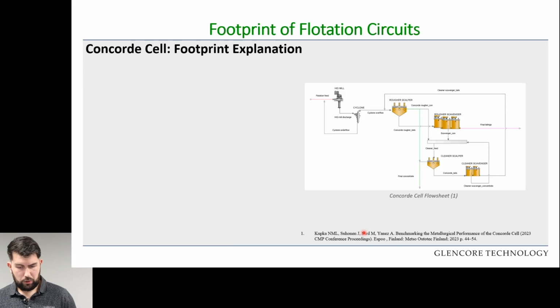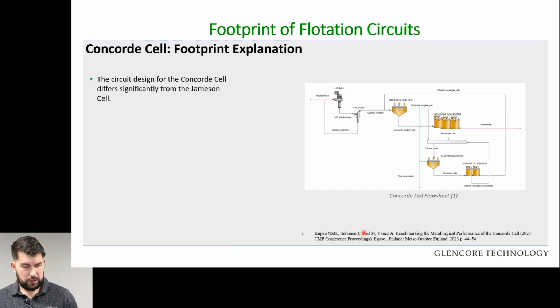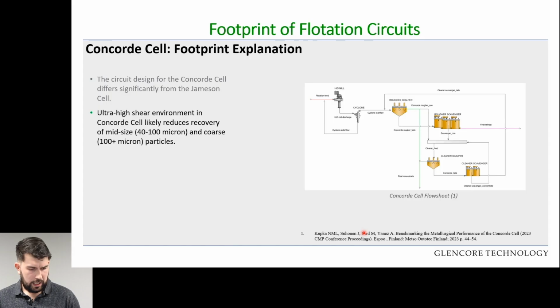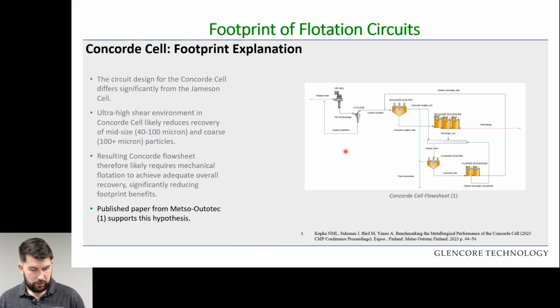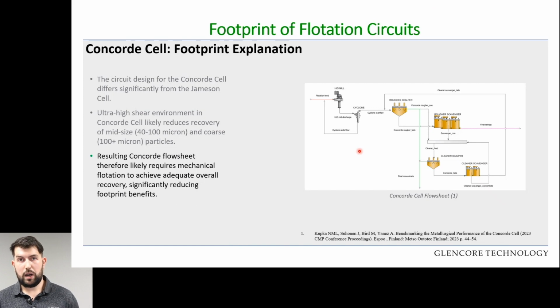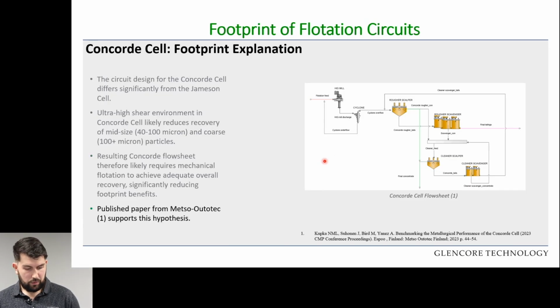So a bit of an explanation around the Concorde cell footprint. Despite looking similar, the circuit design for the Concorde cell differs quite significantly from the Jameson cell. Now, there is an ultra-high shear environment, which likely reduces the recovery of the mid-size and coarse particles, which we have already discussed. The resulting Concorde flow sheet is therefore going to require mechanical flotation to achieve your overall recovery. So you can see on the flow sheet here that you have Concorde scalpers recovering your ultrafine particles at the front, but then you have the mechanical cell scavengers at the back end. Unfortunately, this will drive up the footprint required and increase your capital costs. And we do have a published paper from Metso Autotech which supports this hypothesis if you'd like to check it out.